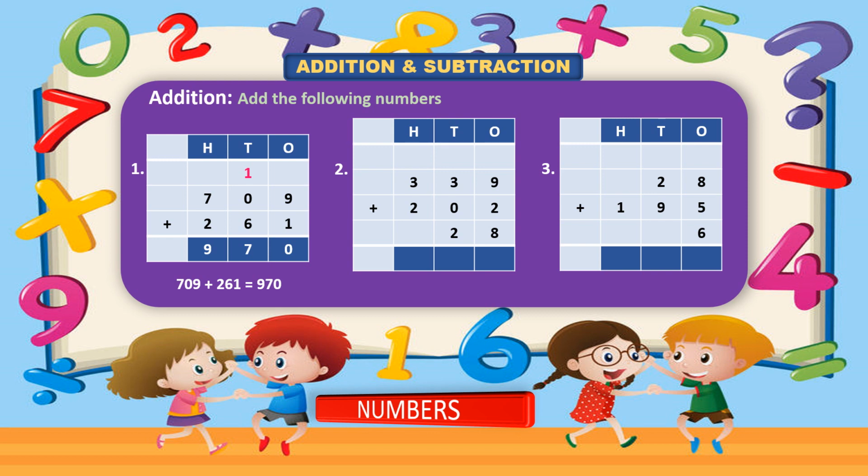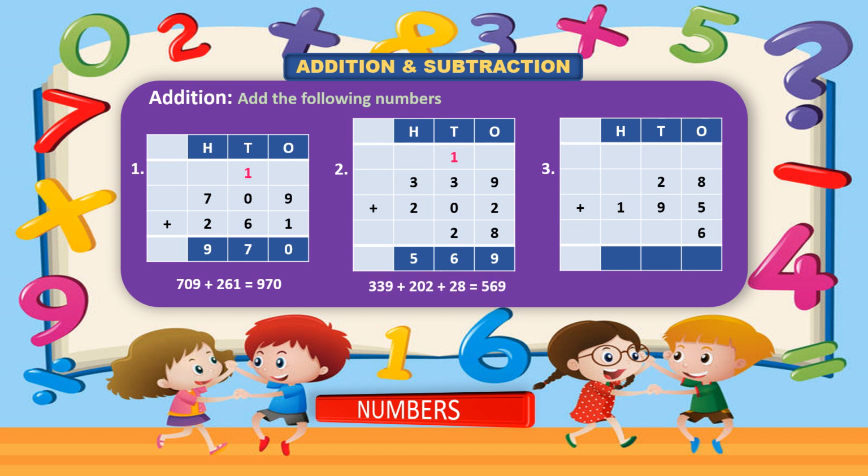The next sum is 339 plus 202 plus 28. First we add the ones place. So 9 plus 2 plus 8 is equal to 19. Here we put 9 in ones place and 1 in tens place. Now we add the tens place. 1 plus 3 plus 2 is equal to 6. Then we add the hundreds place. 3 plus 2 is equal to 5.